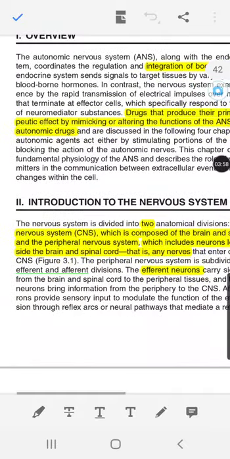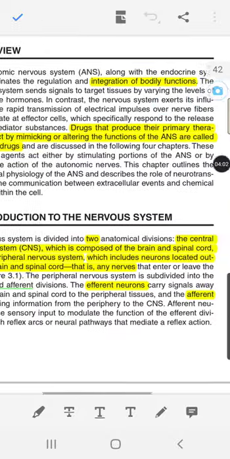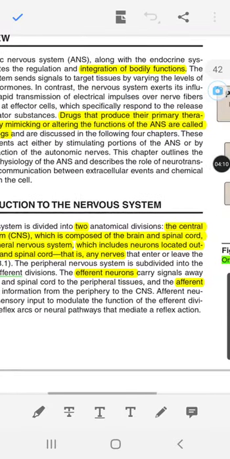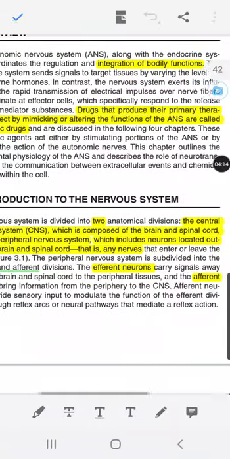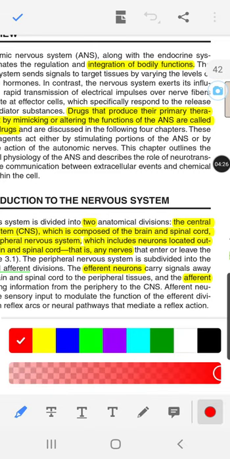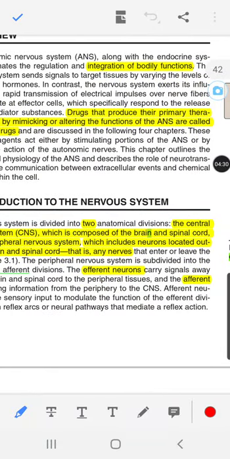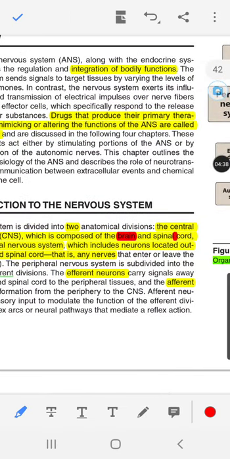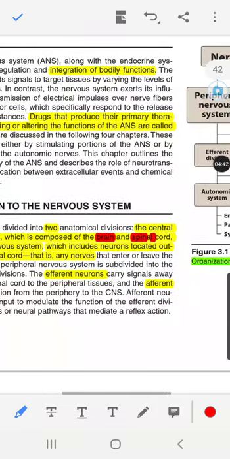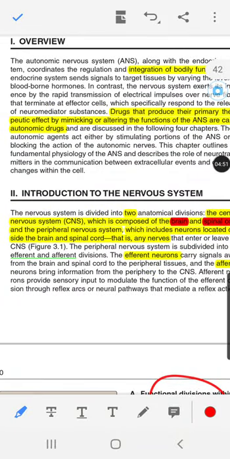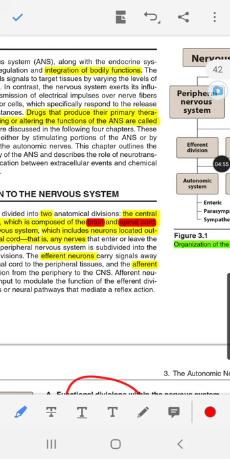Now there is another heading, which is introduction to the nervous system. Here, which I explained already in the flowchart, they are telling that the nervous system is divided into 2 anatomical divisions: the central nervous system, which is composed of the brain and spinal cord. So you can highlight this part, the brain and the spinal cord. This is the highlighted portion, the divisions. And the major one is the brain and spinal cord.